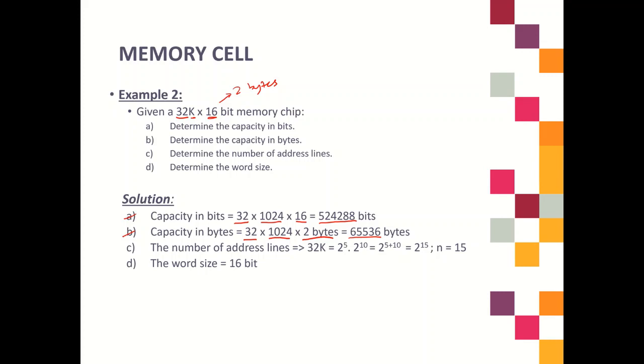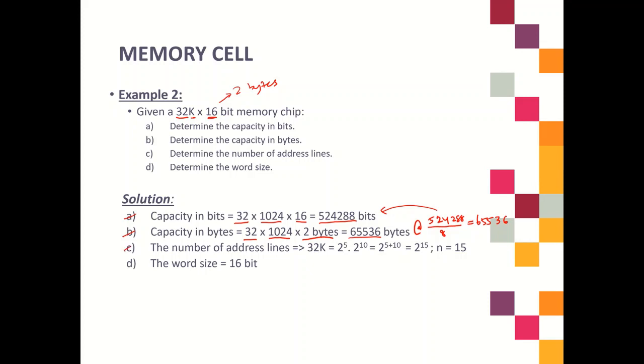Or you can use another method, which is 524288 divided by 8, because 524288 is the capacity in bits, right? So you divide by 8 and you will get the same answer, which is 65536 bytes.